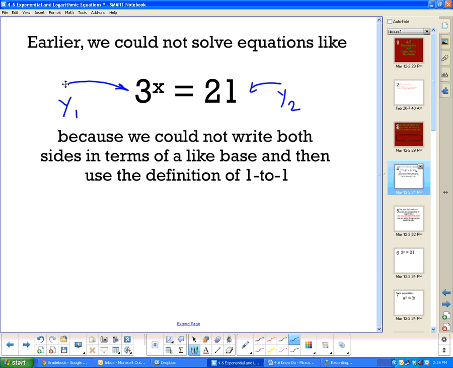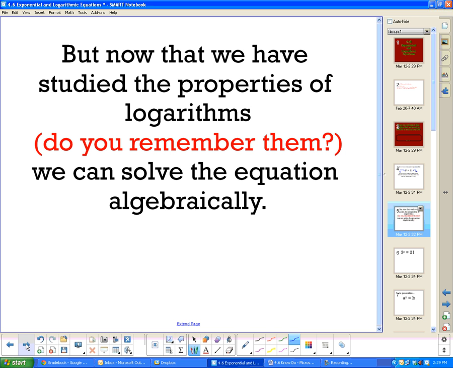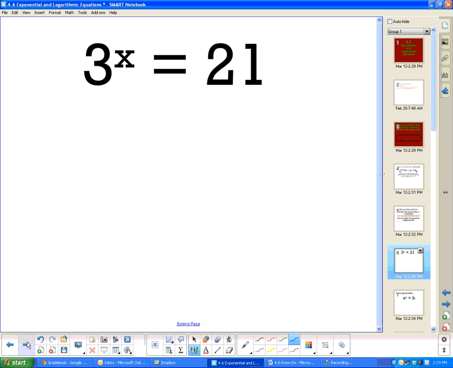Through the last two sections, when we introduced logarithms and learned the properties of logarithms, we now have enough knowledge and skill base to be able to solve this algebraically. So that's what this slide says. Now that we've studied the properties of logarithms, we can solve this equation algebraically. So why don't we go ahead and tackle it? To solve this algebraically hinges on using condition 2 of the definition of one-to-one. It's a very powerful statement for us.